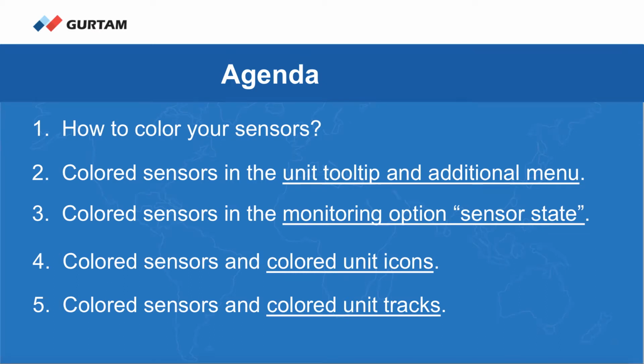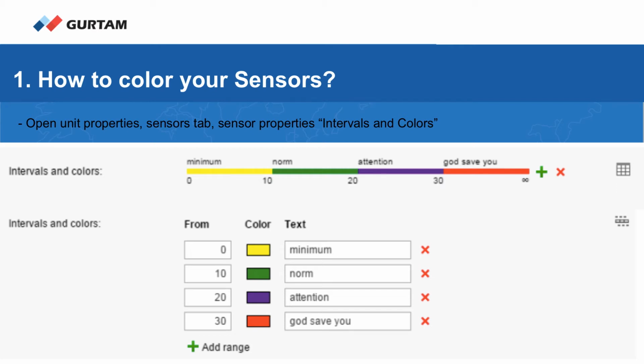So let's go to the first question. First, we would like to show you certain screenshots that will give you an overall idea of how you can color your sensors and where exactly you can use them. And then, of course, we'll go to the platform and see how you can practically set up your account and the unit to be able to use these features.